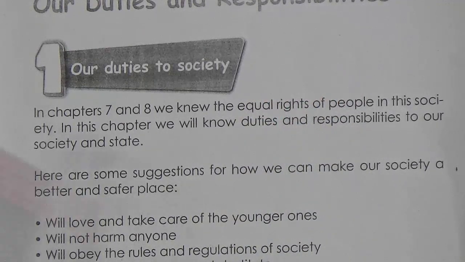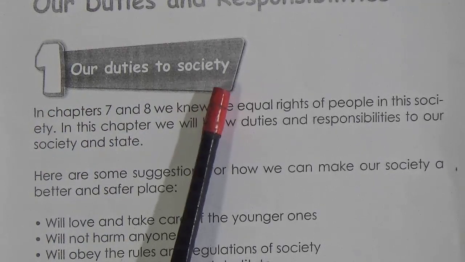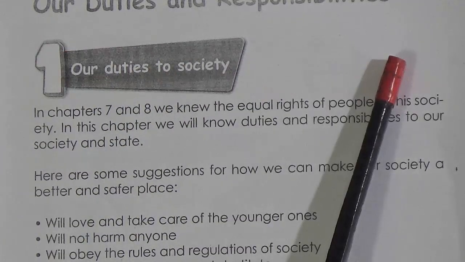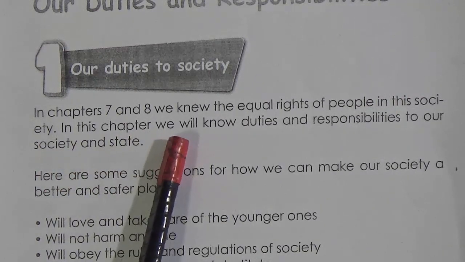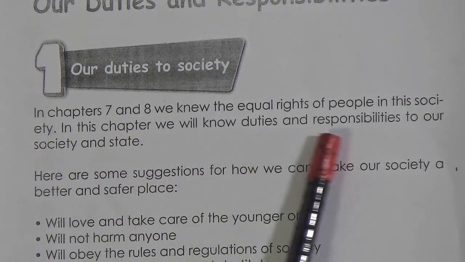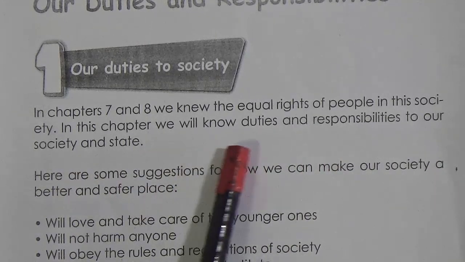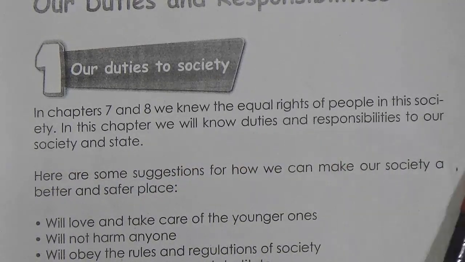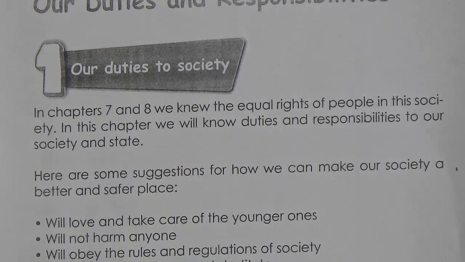Okay, let's start. Our duties to society. This is lesson 1 from this chapter, chapter 9, our duties and responsibilities. In chapters 7 and 8 we learned the equal rights of people in this society. In this chapter we will learn about the duties and responsibilities to our society and our state.